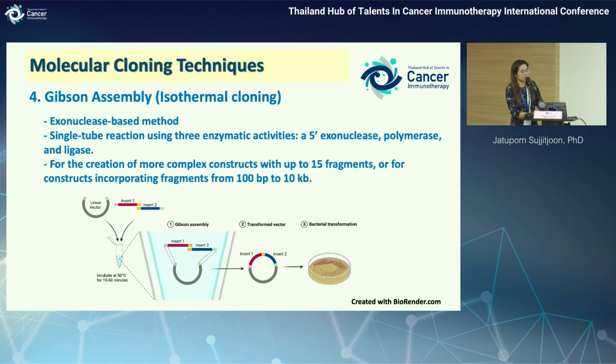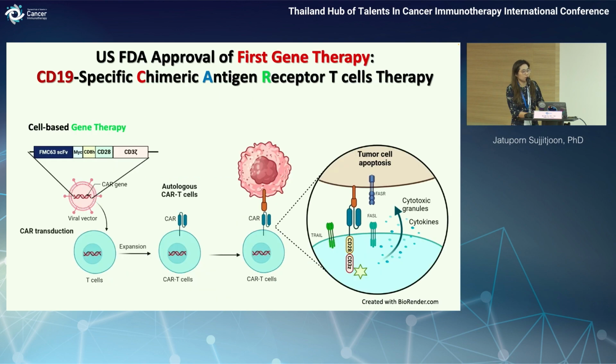Another example is Gibson assembly, which is very useful to assemble several fragments. At least 15 fragments can be ligated within one reaction, with sizes from 100 base pairs up to 10 kilobase pairs. I will end the first part, the brief explanation about molecular cloning techniques, and I will focus on the work that we do in Siriraj Hospital.